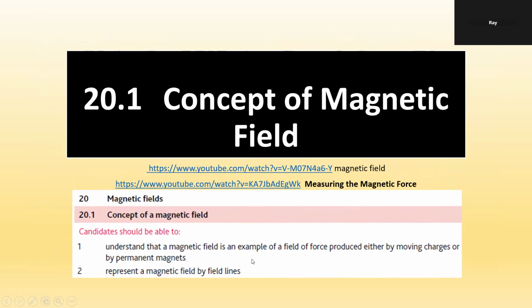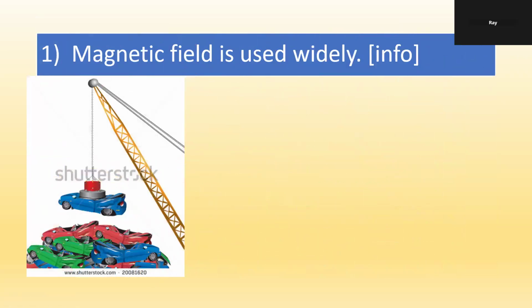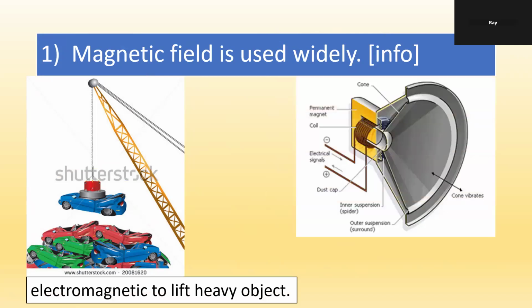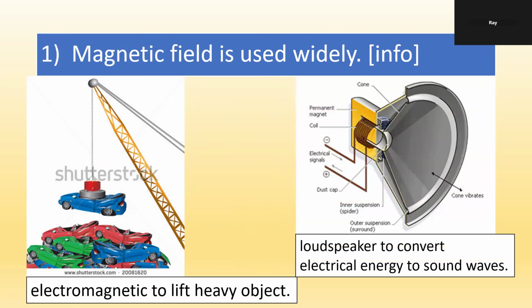Understand that magnetic field is an example of a field of force produced either by a moving charge or a permanent magnet. Represent the magnetic field with field lines. Right, this is just for info. No need to study much. I thought if it teaches magnetic field, there's no uses, no point also. So, electromagnet to lift heavy objects, loudspeaker to convert electrical energy to sound energy.